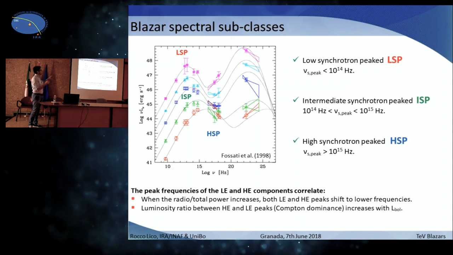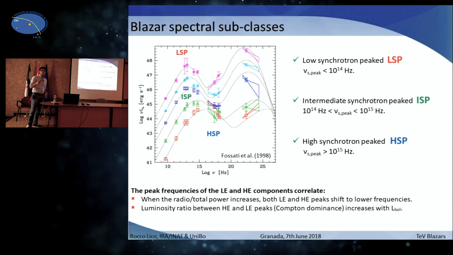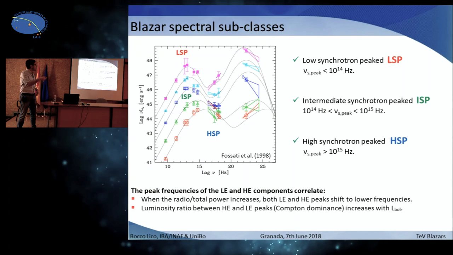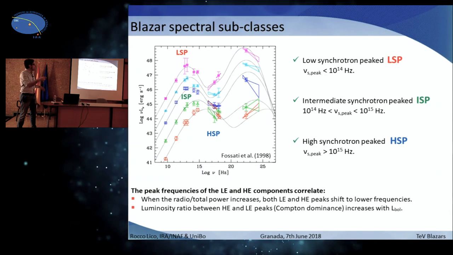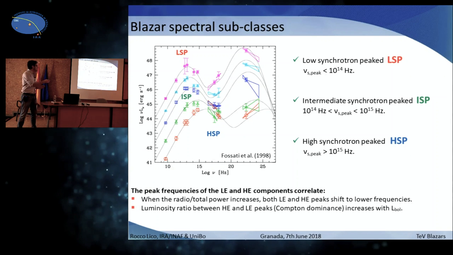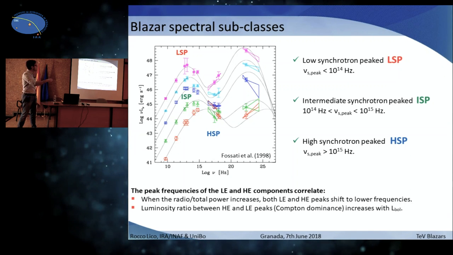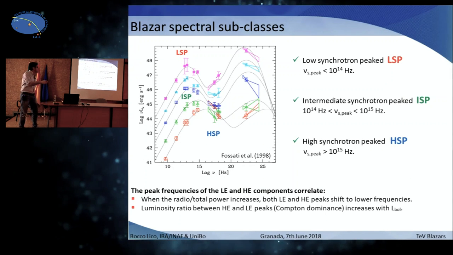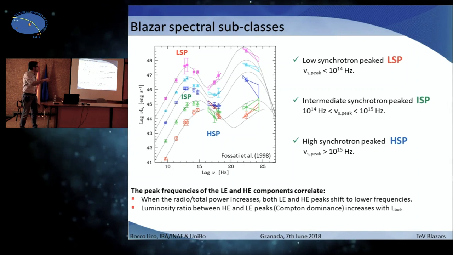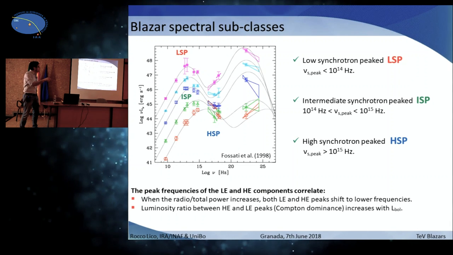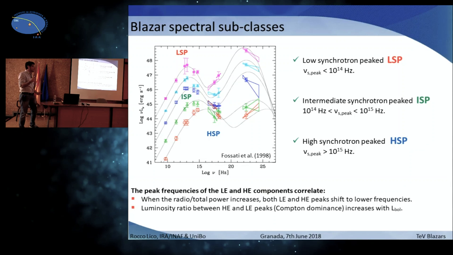What this plot is telling us, which is known as the blazar sequence, is that when the ratio between the radio and total power increases, both the low energy and high energy peaks shift to lower frequencies. And so we have the low synchrotron peaked blazars representing the most powerful blazars, while the high synchrotron peaked blazars are not so powerful, but they are able to emit up to very high energy domain, so up to TeV energies.